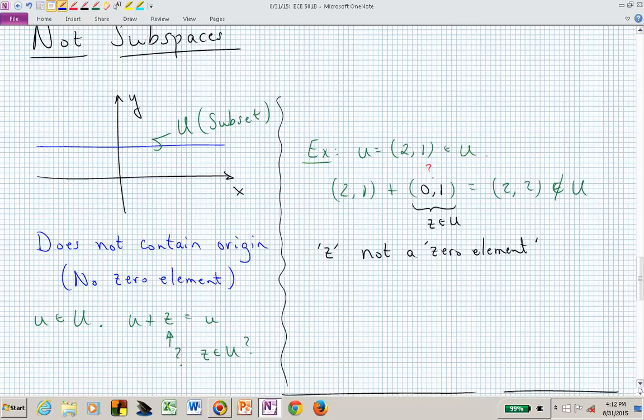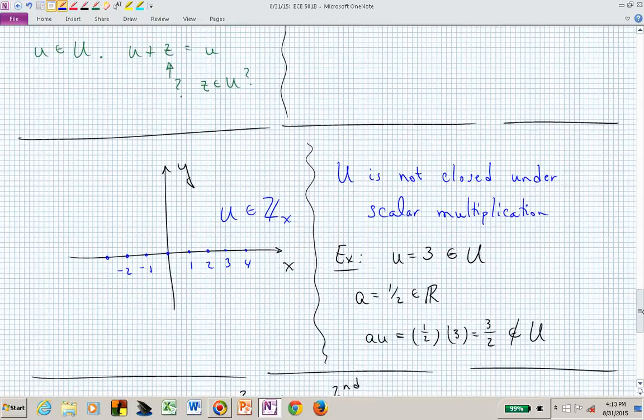But if you add (0, 1) to (2, 1), then you actually obtain (2, 2), which doesn't have a vertical displacement of 1, so it's not in U. We can't find a zero element in that subset that has all points at vertical distance 1. And the reason is it's not going through the origin. That subset is not a subspace. Trying to give you some ideas, some counterexamples of what does not form a subspace.